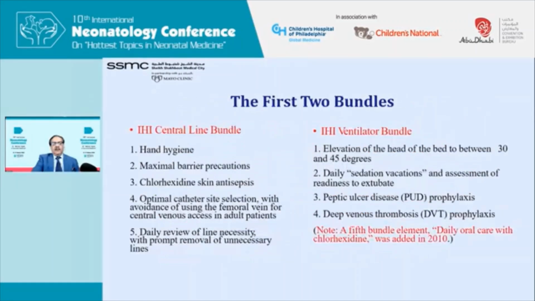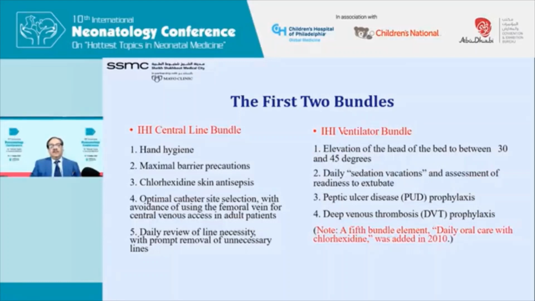The first two bundles designed and published by those two associations are the central line bundle, which we call the CLABSI bundle, and the ventilator bundle, which we call the VAP, ventilator-associated pneumonia bundle. And you all know the components of those bundles. For example, hand hygiene in the central line bundle, maximum barrier precautions, chlorhexidine, optimal catheter site selection, daily review of line necessity, and so on and so forth.